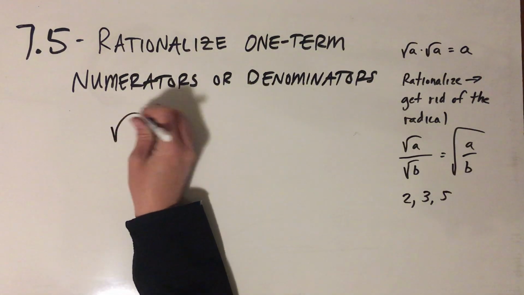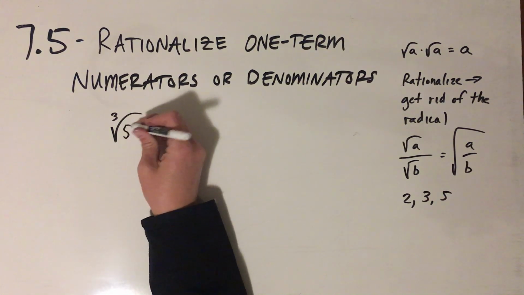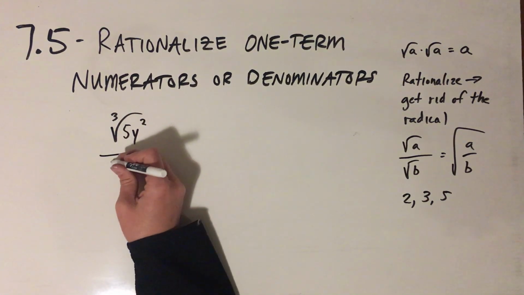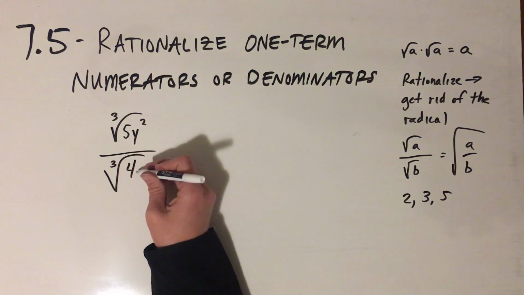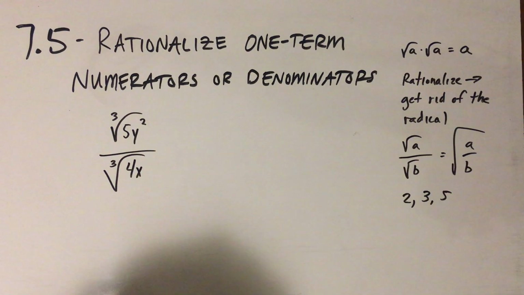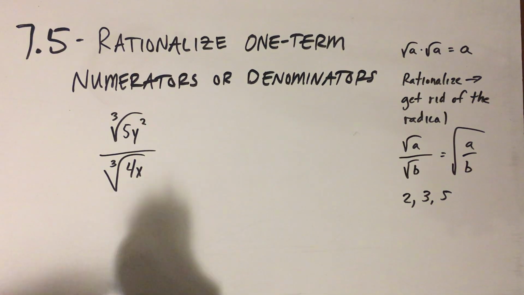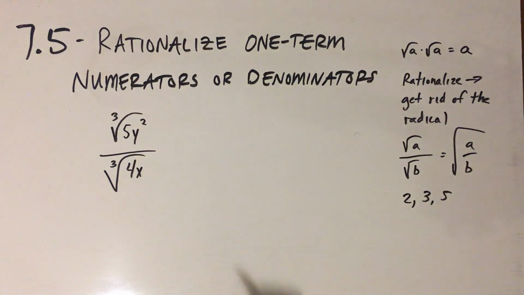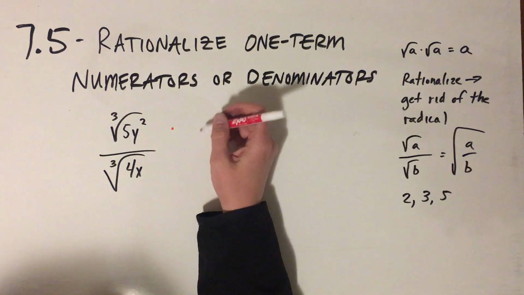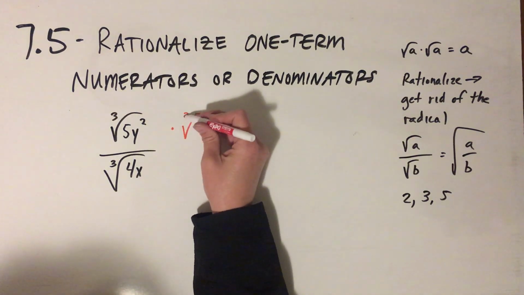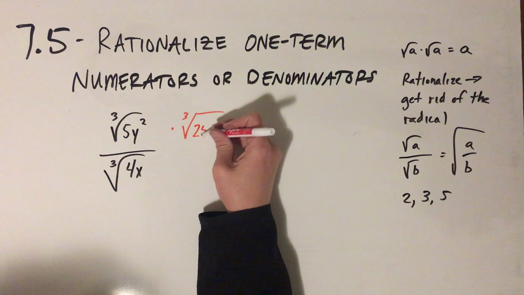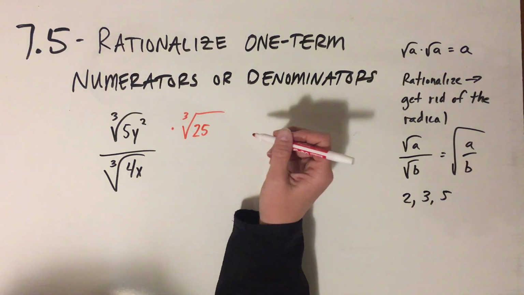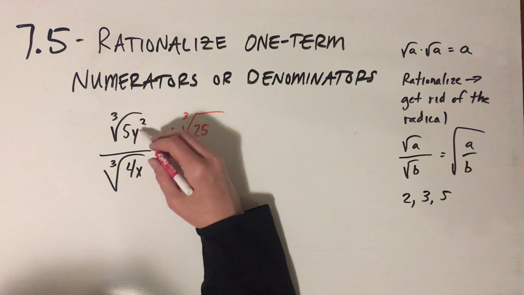Next problem is going to be the cubed root of 5y squared over the cubed root of 4x. So here I just want to get this cubed root out of the numerator. Right now I have 1 five and 2 y's, but if I want to get rid of the radical, I need 2 more of the 5's. 2 more 5's is going to give me 25. 5 times 5 is 25. And then I need 1 more y.